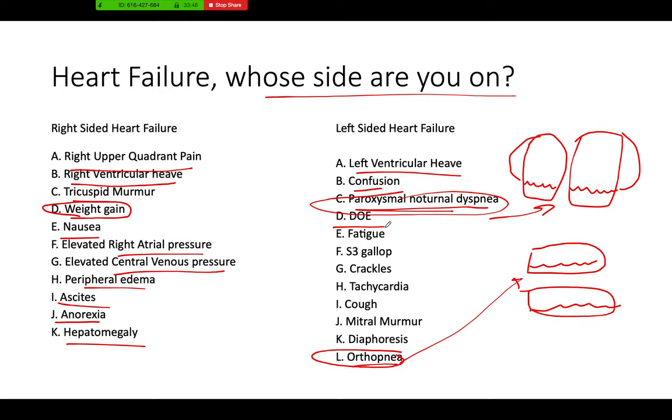DOE is dyspnea on exertion. When these clients try and exert themselves going upstairs, walking around the block, they're going to become short of breath. So fatigue and S3 gallop, we talked about in a fluid overloaded state.